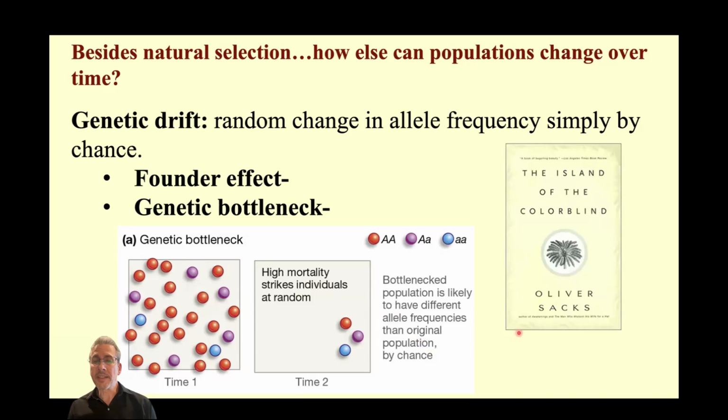As a real life example, Oliver Sacks wrote a very interesting book called The Island of the Colorblind that tells a story of individuals that live on a very small island in the South Pacific. And they have a very high incidence of extreme colorblindness. And the story goes way back in the 1700s.